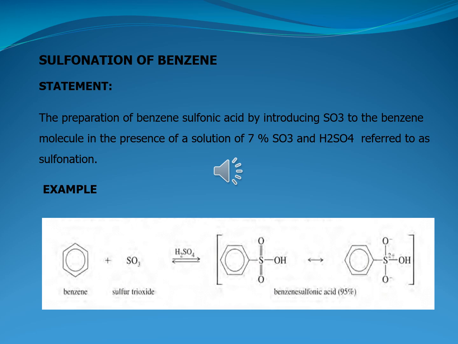Sulfur trioxide here is a powerful electrophile because there are three oxygen atoms attached to the sulfur, which make it more electron deficient and a powerful electrophile. So the attack of the pi electrons upon the sulfur trioxide is easier. In this way, a new bond is formed between the sulfur trioxide and the carbon atom of the benzene molecule. Finally, we get the benzene sulfonic acid, that is 95% in the product side.